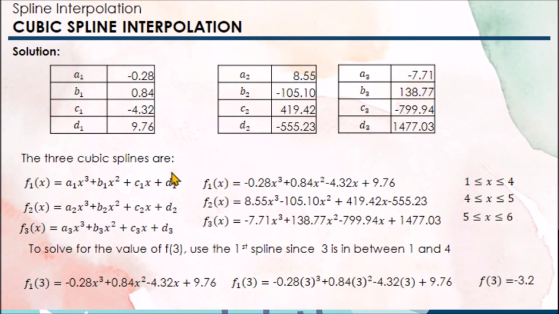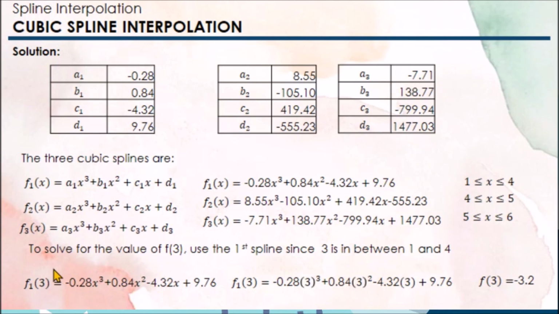So, the 3 cubic splines are, class, our 3 cubic splines. What we need to do is, since we now have the values of a sub 1 to d sub 3, we just substitute them here. So, for f sub 1 of x, we just substitute all the values of a sub 1 to d sub 1. For f sub 2 of x, we just substitute a sub 2 to d sub 2. And for f sub 3 of x, we'll be using this table. We just substitute a sub 3 to d sub 3.